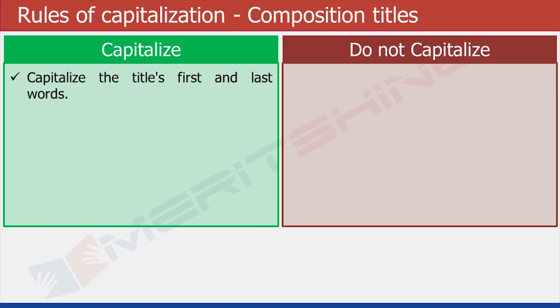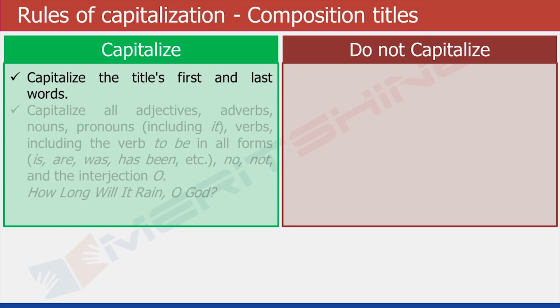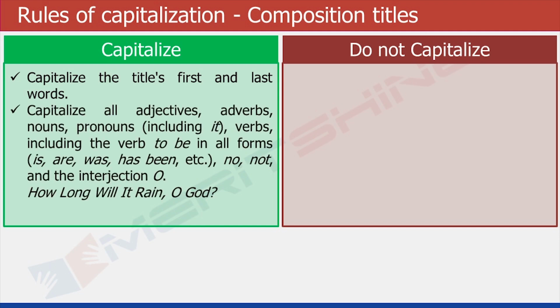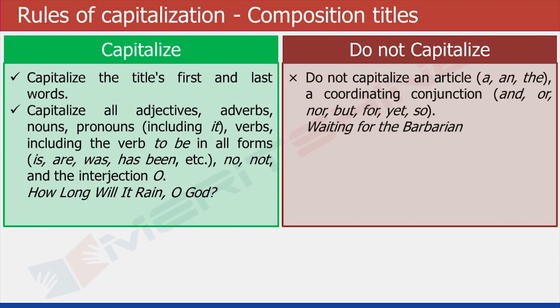Here, we should capitalize the title's first and last word along with adjectives, adverbs, nouns, pronouns including it, verbs including the verb to be in all forms, is, are, was, has been, etc., no, not, and the interjection O. For example, in the following title, How Long Will It Rain, O God? We should not capitalize an article, a and the, and a coordinating conjunction, and, or, nor, but, for, yet, so.